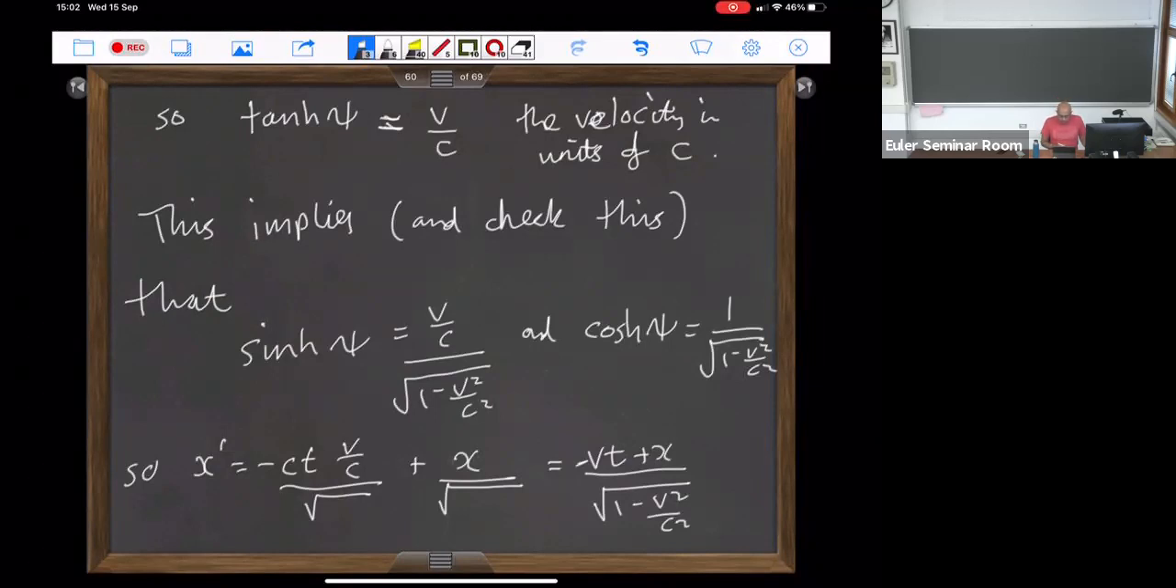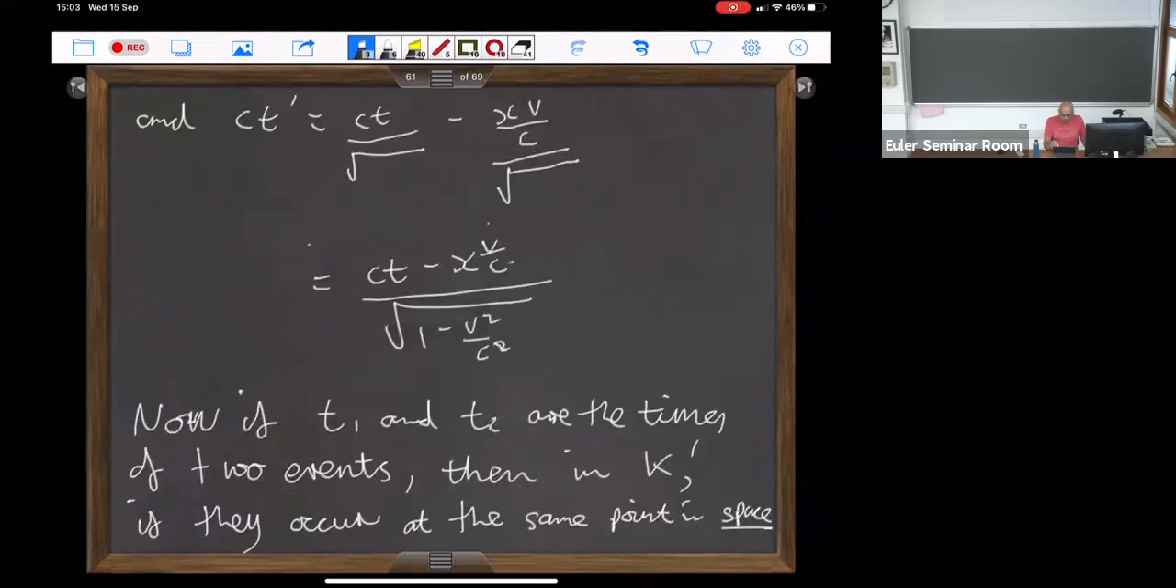So this implies, and I want you to also check this, that the hyperbolic sine is given by v over c divided by the square root of 1 minus v squared over c squared. And the hyperbolic cosine is given by 1 divided by the same square root. So that means that x prime has this form. It's a linear transformation, by definition, because it's linear in t and x, but you get this function of the velocity appearing. And similarly, one can work out a similar formula for ct prime.